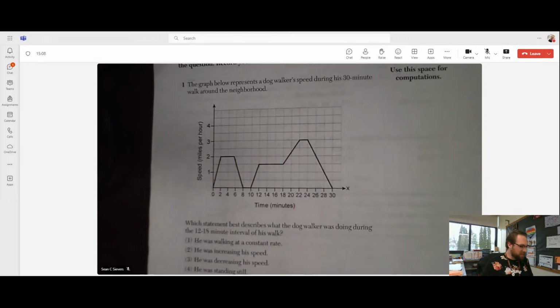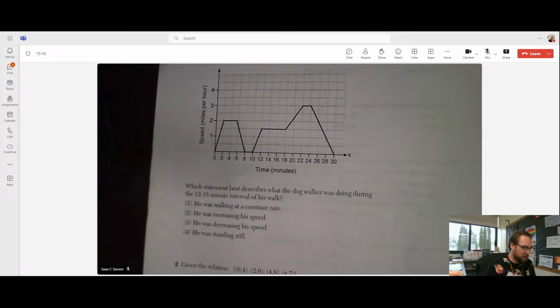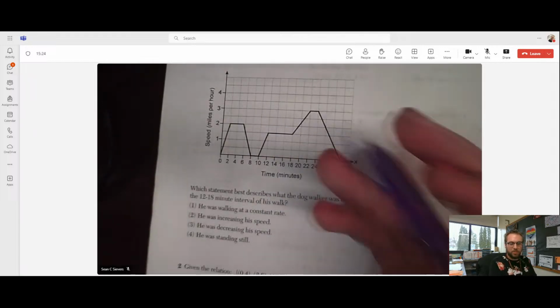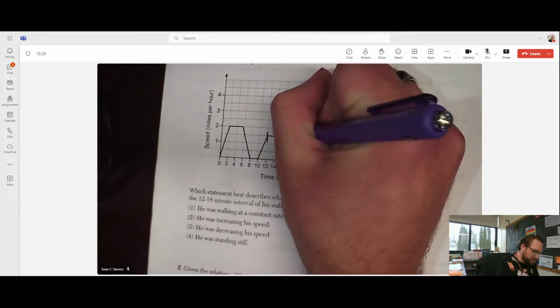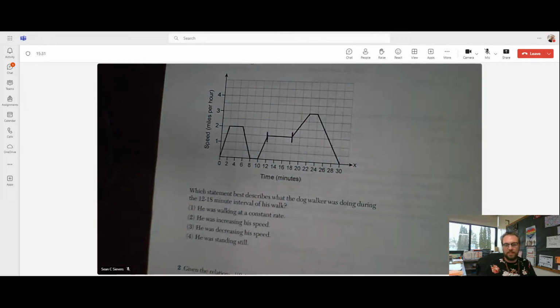All right, so number one says, the graph below represents a dog walker's speed during his 30-minute walk around the neighborhood. Which statement best describes what the dog walker was doing during the 12 to 18-minute interval of his walk? So I'm going to mark on my graph where between 12 and 18 minutes. So here's 12 minutes, and here's 18 minutes.